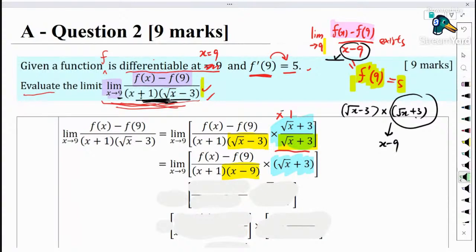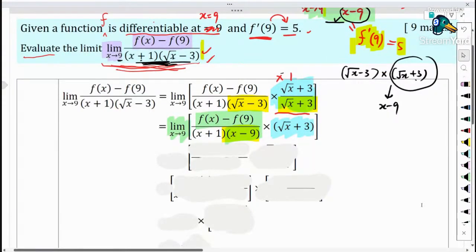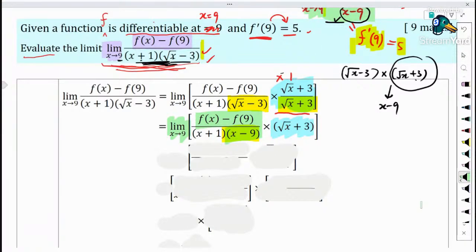So first you find out that, of course, we have the same limits. I have f(x) minus f(9) over x minus 9, so all the terms I need are already there. In order to substitute f prime 9, what I need to do next is to get the x plus 1 grouped together with the square root of x plus 3 together, like this form here.